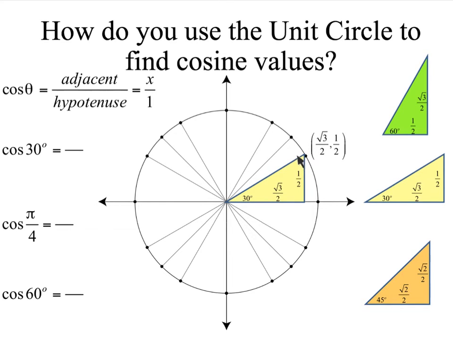Adjacent is your x, opposite is your y. And wasn't opposite sine? So adjacent is your cosine. Do you see why it says x there? So if I want cosine 30 degrees, isn't it just asking for that value right there?